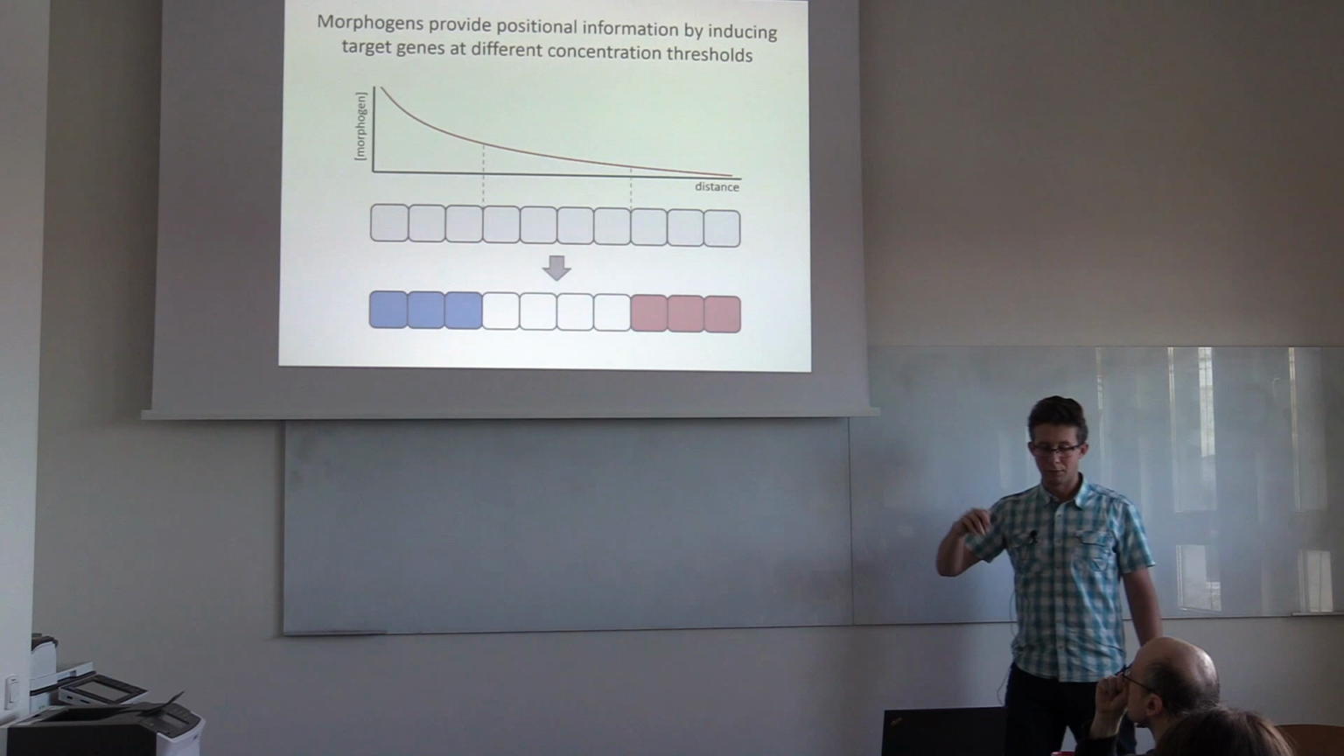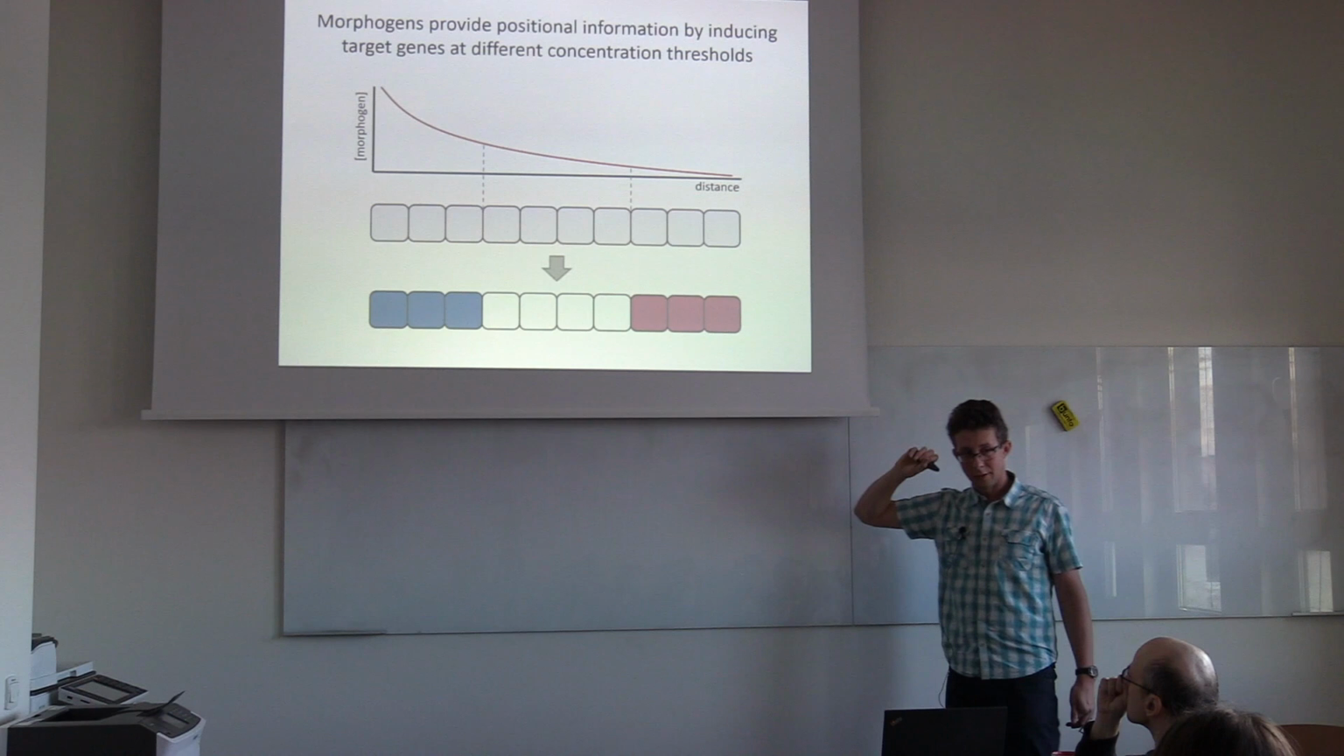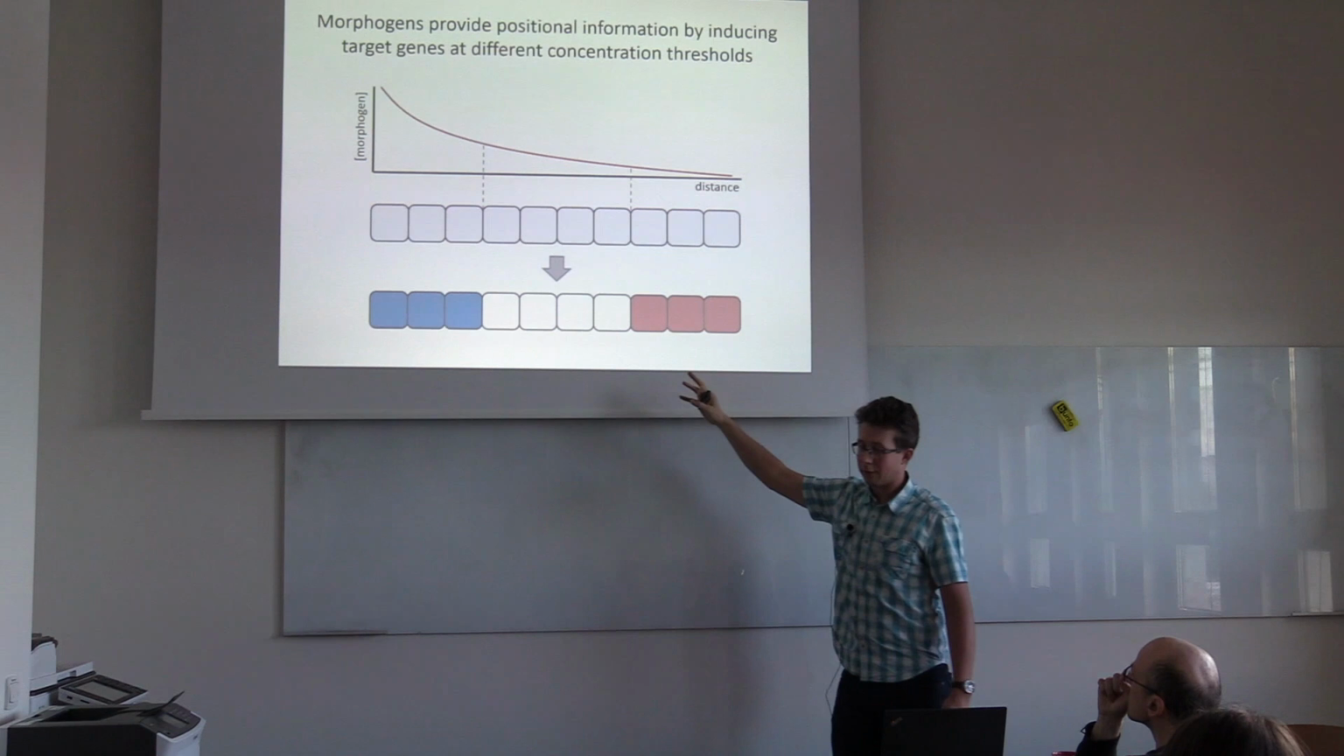It just says that if there is high concentration of morphogen, it activates the blue gene. If there is medium concentration, it activates the white gene. And if there is low concentration, the red gene gets activated, expressed, and this creates a downstream pattern of gene expression that resembles the French flag.